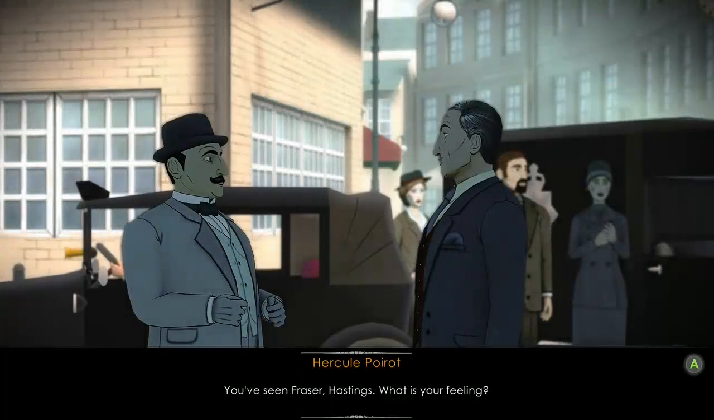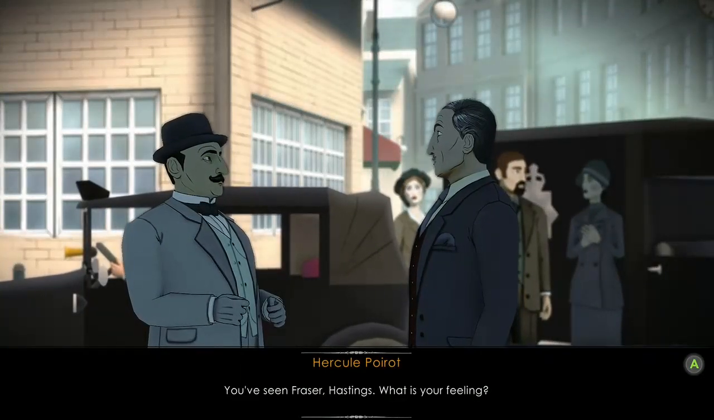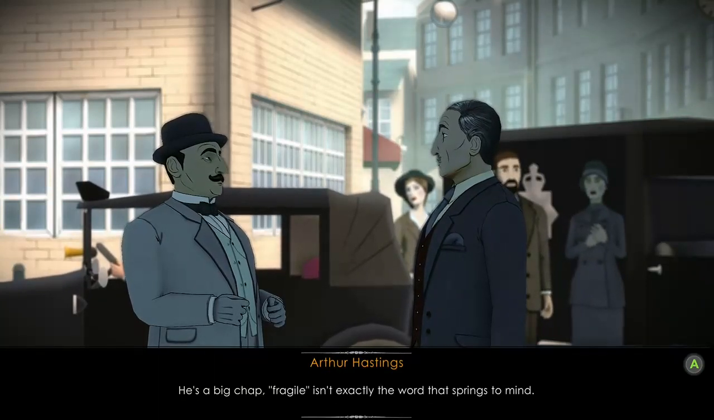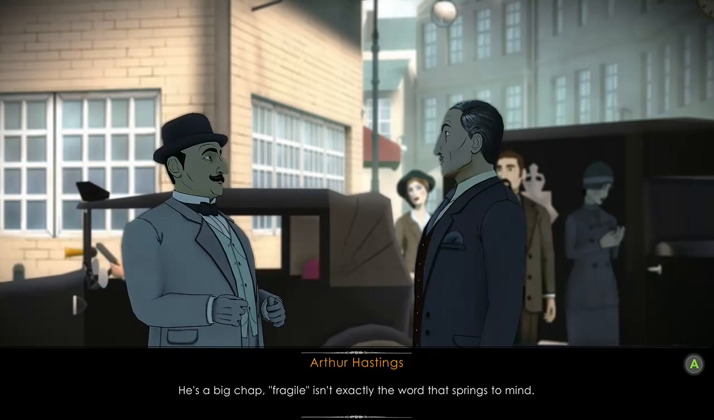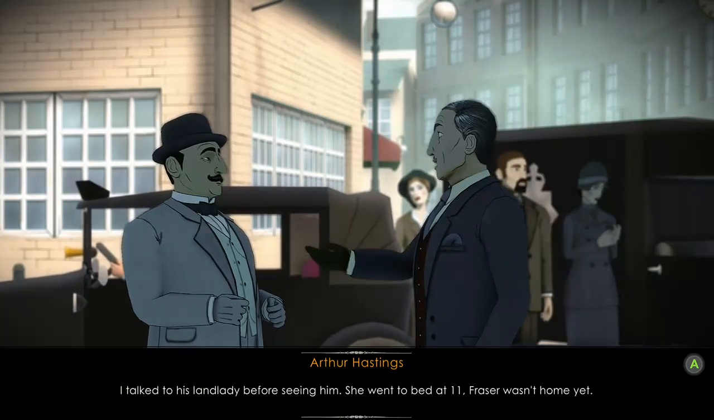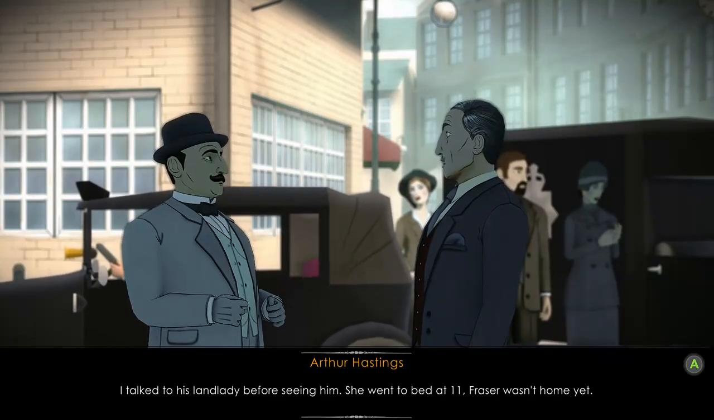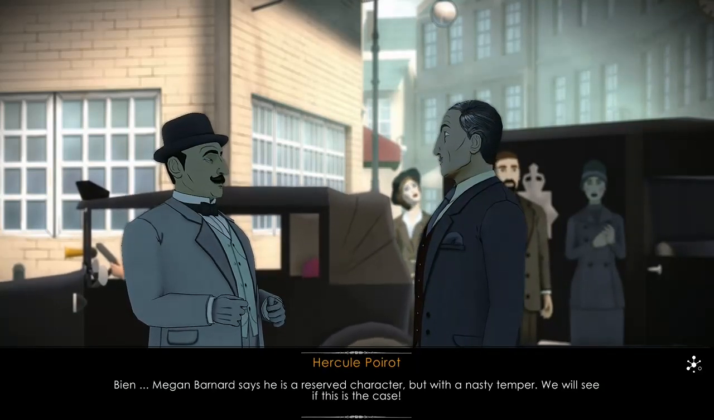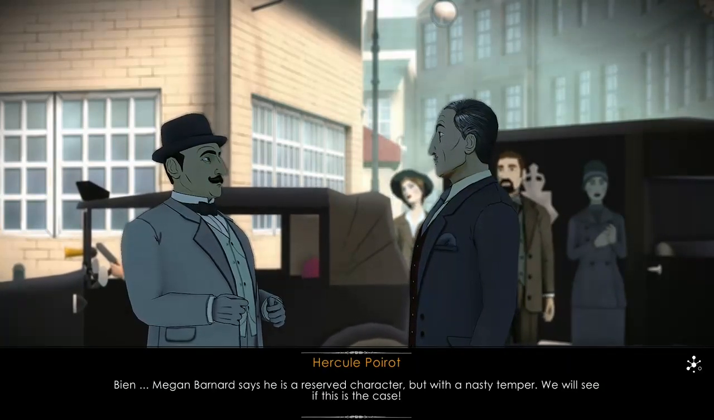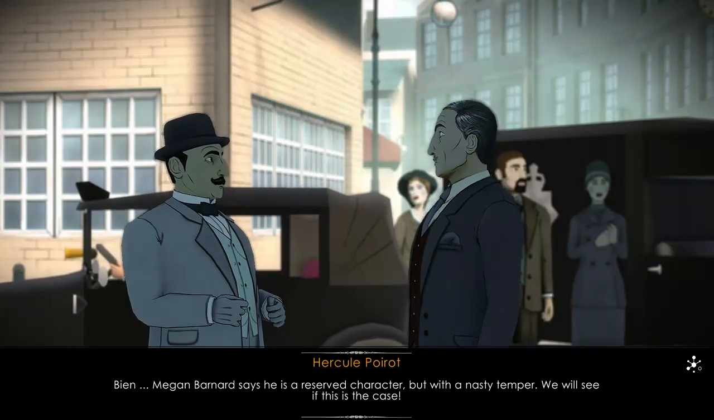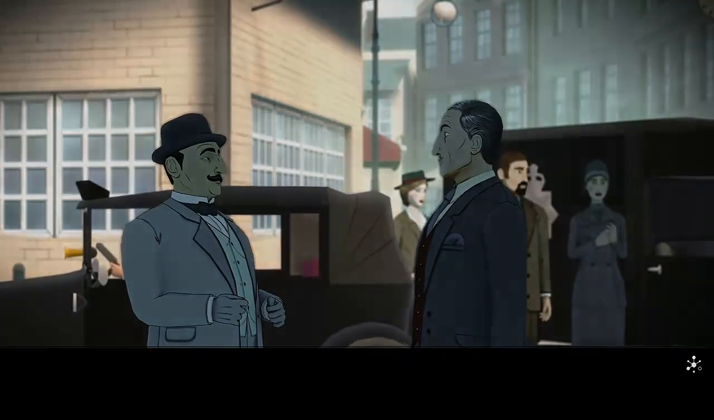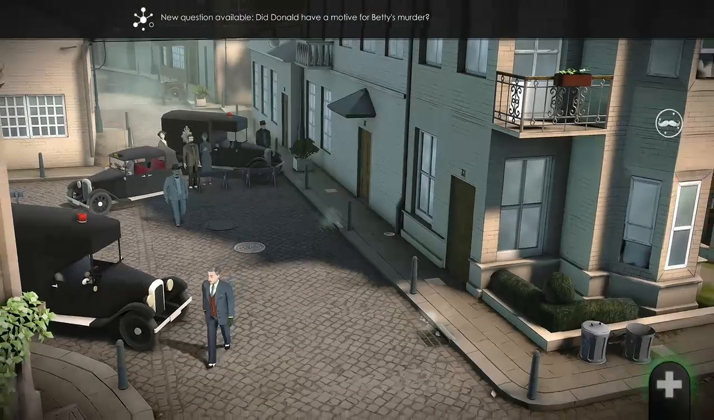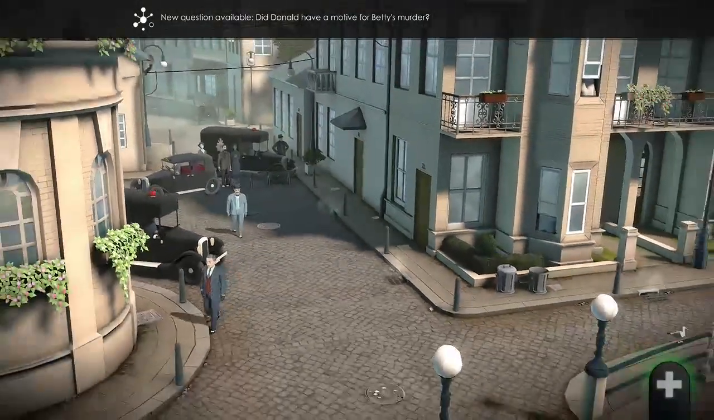You've seen Fraser, Hastings. What is your feeling? He's a big chap. Fragile isn't exactly the word that springs to mind. I talked to his landlady before seeing him. She went to bed at 11. Fraser wasn't home yet. Bien. Megan Barnard said he is a reserved character but with a nasty temper. We will see if this is the case. Let us go.